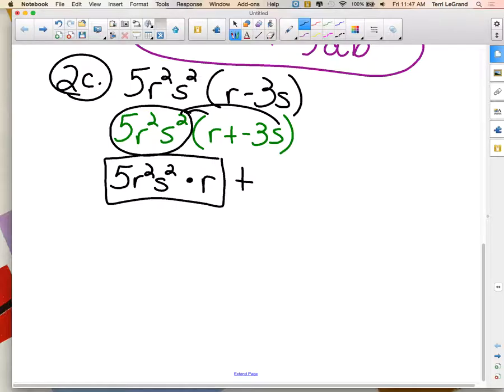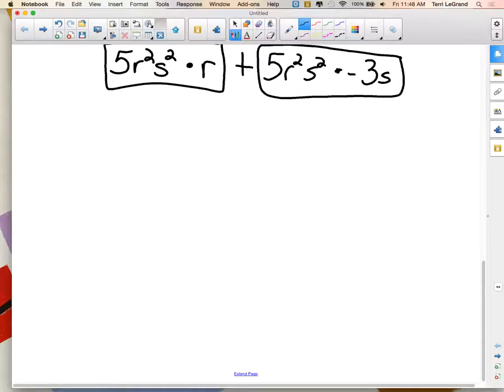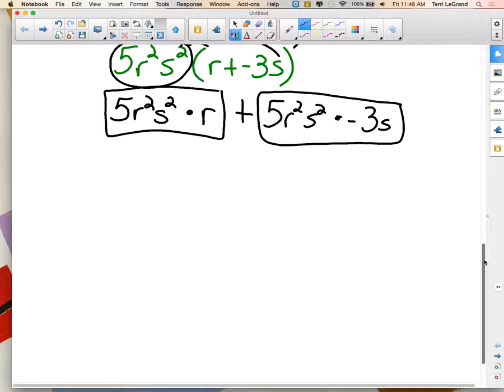And we say now that 5r squared s squared has to be multiplied times the negative 3s. There's our other multiplication. Some of you are probably like, I don't really want to put anything around my multiplications, but trust me, it's going to be a lot easier to keep track of things. This is just like yesterday, in our homework for today, I mean.